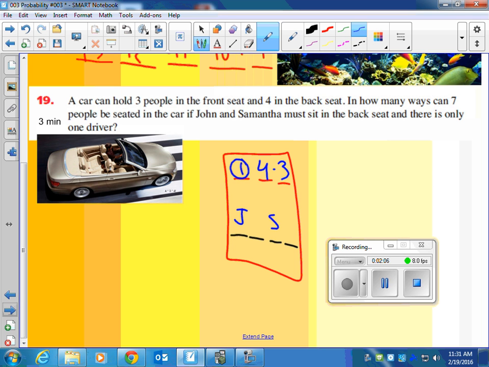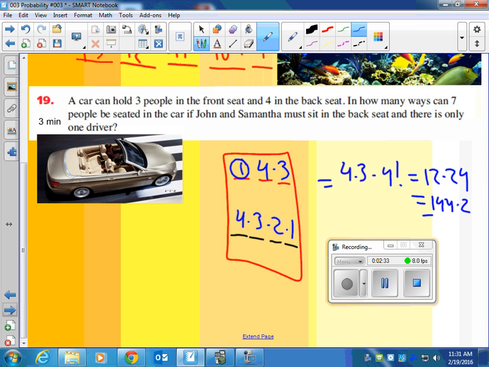3. Then how many people are there for the back? 4 people. Then 3. Then 2. Then 1. Since those 2 don't have to sit there, the answer to this is going to be 4 times 3 times 4 factorial, which is going to be 12 times 24, which is 144 times 2, which is 288. Is that what they had in the back? Okay.